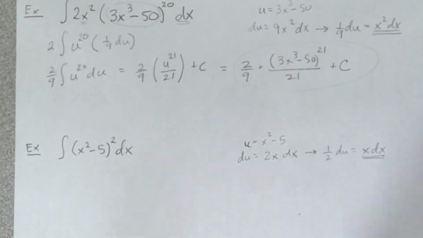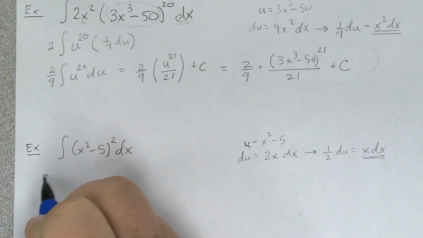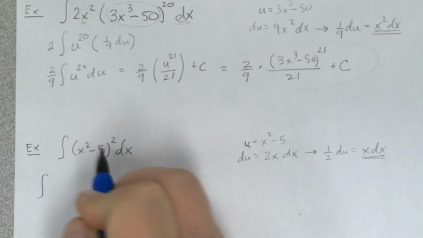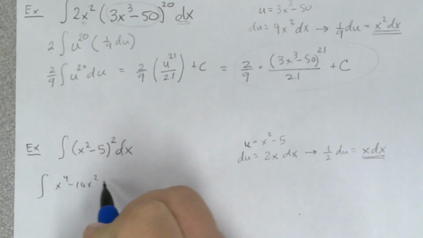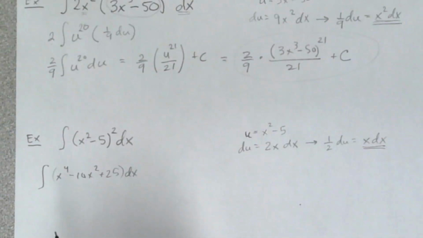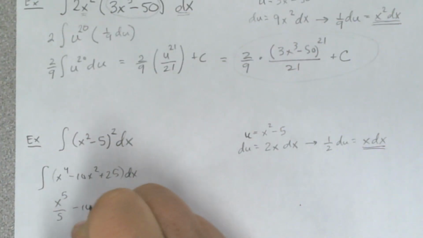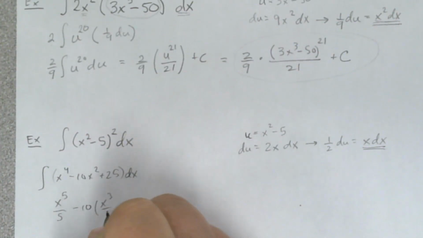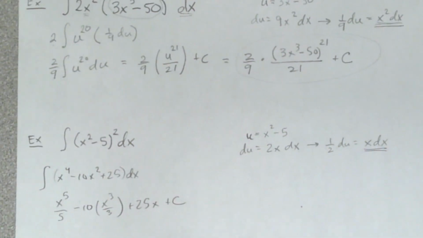And that method was simply to multiply this out. Okay, so this quantity times itself will give me x to the 4th, minus 10x squared, plus 25, dx, and then I can just integrate this using our normal techniques. Raise the power 1, divide by the raised exponent, oops, not an equal sign, but a minus sign, 10, raise the power 1, divide by the raised exponent, and then 25x plus a constant. Okay?